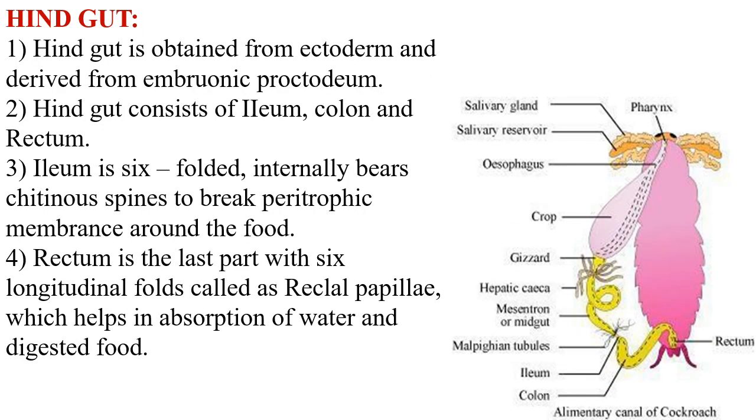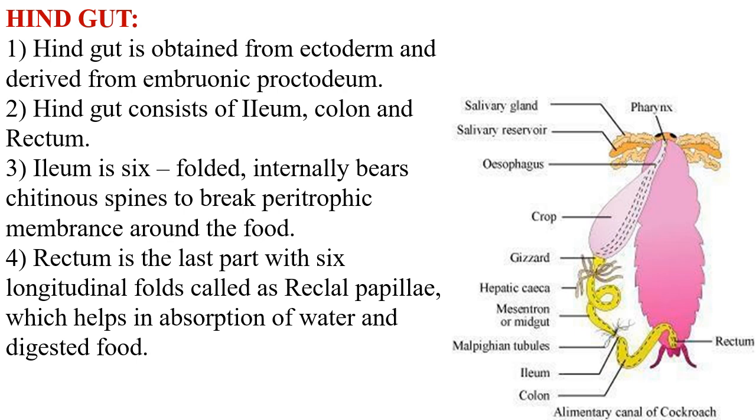Then the hindgut. Hindgut is actually derived from ectoderm, or you can say it is the embryonic proctodeum from which the hindgut is derived. Hindgut usually consists of ileum, colon and rectum. If we see the ileum, it is internally six-folded. Those six folds are again helpful for the process of absorption, and additionally it is also provided with chitinous spines, which are used for breaking down the peritrophic membrane around the food which is produced within the midgut.